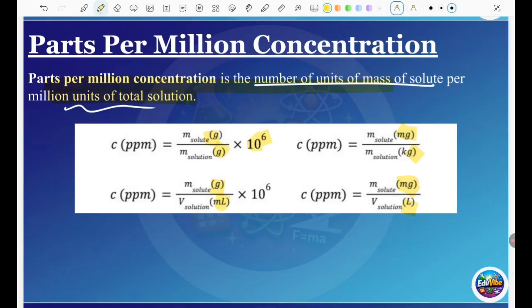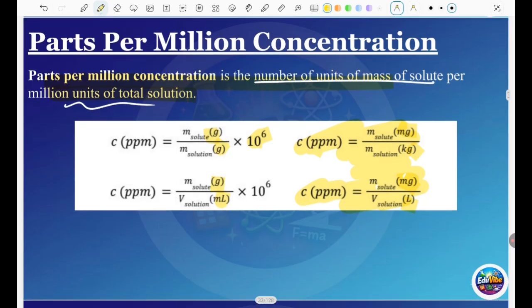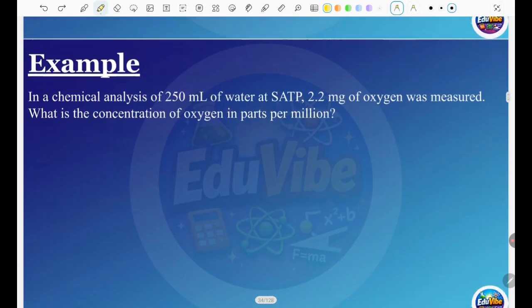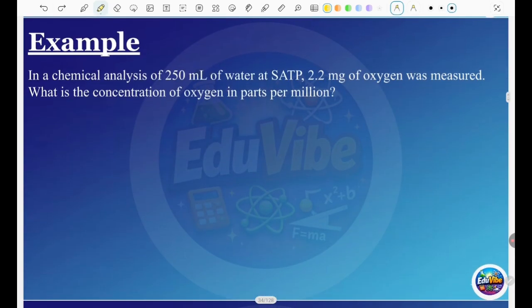Why do we use the m in this? Because of that 10 raised to power 6, the m gets rid of the 10 raised to power 6. We use these two formulas more because they don't include the 10 raised to power 6. So we use these two formulas more in this unit. If you want to use the other two, you can. It's up to you. So let's start with the first example.